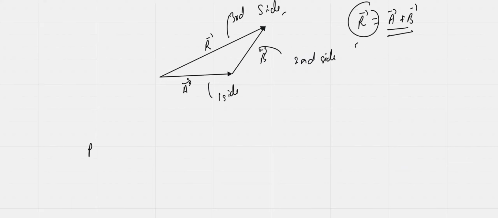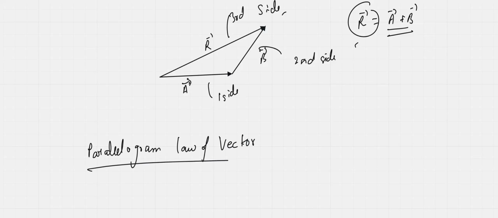Main thing is the parallelogram law of vectors. The parallelogram law of vector addition says that if two vectors are represented in magnitude and direction by two adjacent sides of a parallelogram, then the resultant is represented by the diagonal of the parallelogram.